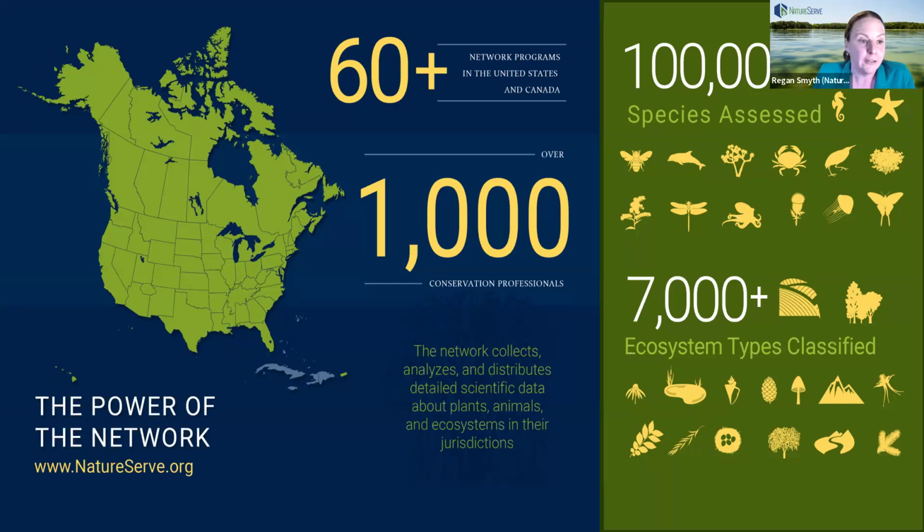At NatureServe, we also go beyond species to identify and classify and assess ecosystems. And together, our databases hold data on more than 100,000 species and ecosystems with more than 1.3 million map locations. A really tremendous resource of information on what's going on with species and ecosystems in North America.